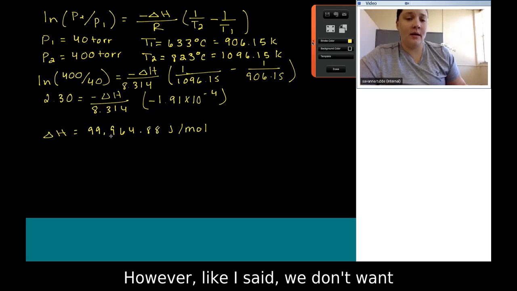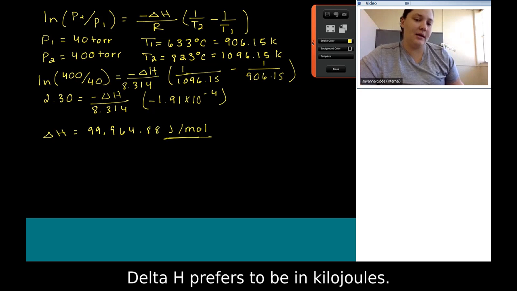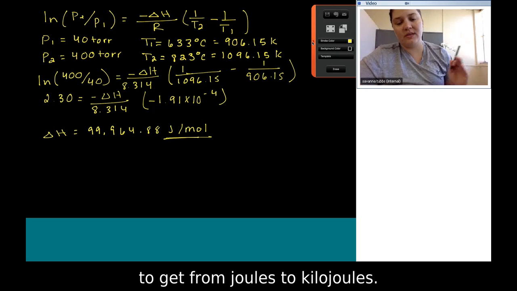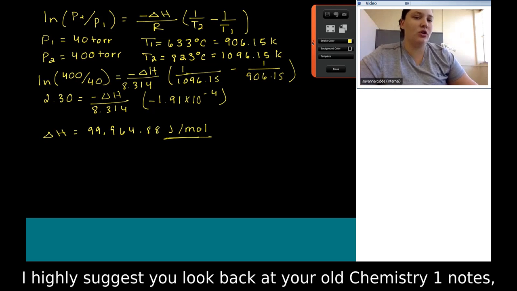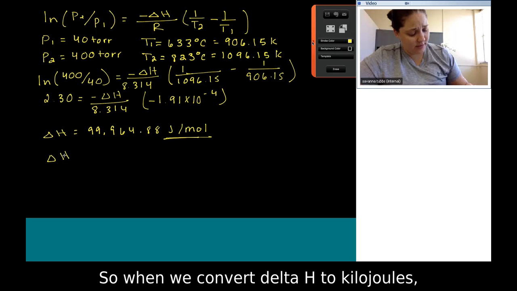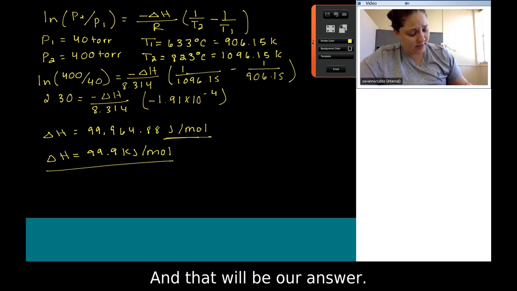However, like I said, we don't want to keep it in joules per mole. Delta H prefers to be in kilojoules per mole. So we need to do a basic conversion to get from joules to kilojoules. And if you don't remember how to do conversions, I highly suggest you look back at your old Chemistry 1 notes, or you can look at Khan Academy. They have good videos to show you how to do conversions. So when we convert delta H to kilojoules, we'll end up with 99.9 kilojoules per mole. And that will be our answer.